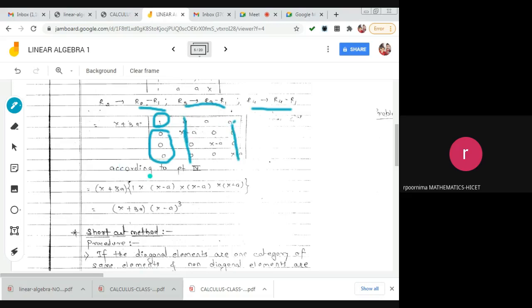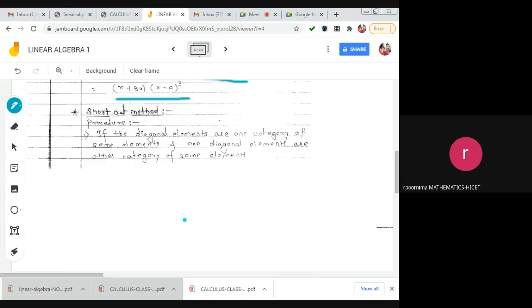Then you know how to find the determinant value of your 3 by 3 matrix. So you just apply that concept, or here you just multiply the diagonal elements alone: x minus a into x minus a into x minus a. So you will be getting the answer. Then a shortcut method: if the diagonal elements are one category of same elements and the non-diagonal elements are another category of same elements.